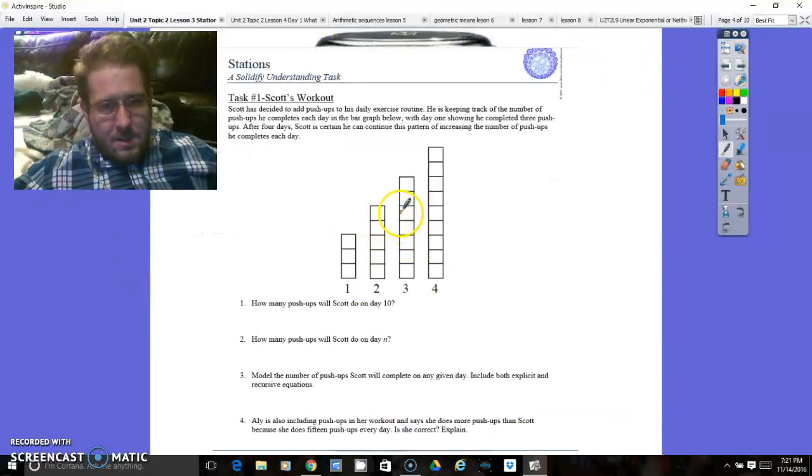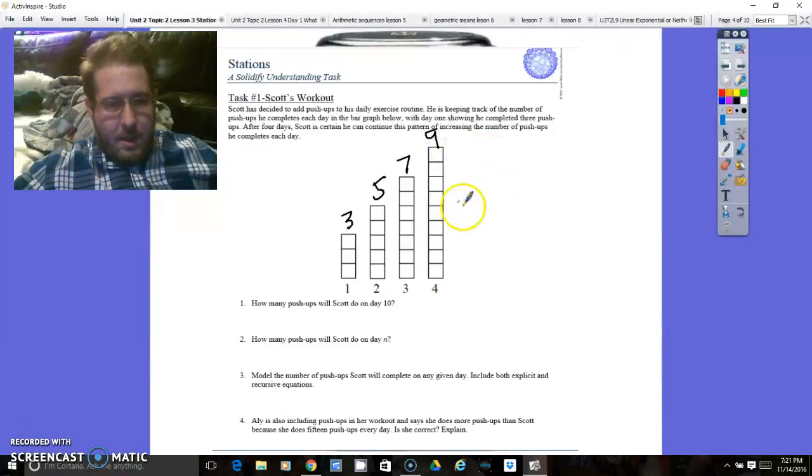All right, so this one is an arithmetic sequence, and I know that because this one has 3 blocks. It represents push-ups, so each block represents 1 push-up he's doing. Now, on the second day, he's doing 5 push-ups, and then he's doing 7, and then he's doing 9. So the pattern continues. That means that the pattern here is plus 2.